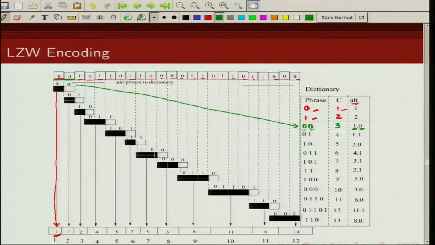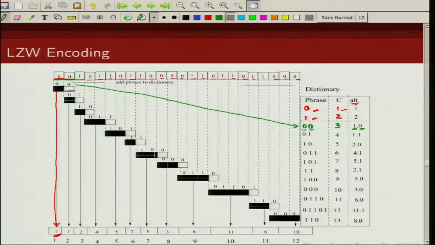Now, we put 0 0 in the dictionary. So now let's look at 0 here. The next bit is 1. 0 1 is not there in the dictionary, so I can only encode 0. Please note, I am trying to find the largest phrase which is already there in the dictionary, and that I am encoding. Since 0 1 is not there, I will only encode 0. And 0 is my code word 1, so this will be coded as 1.